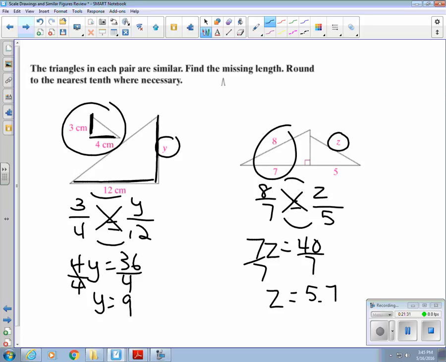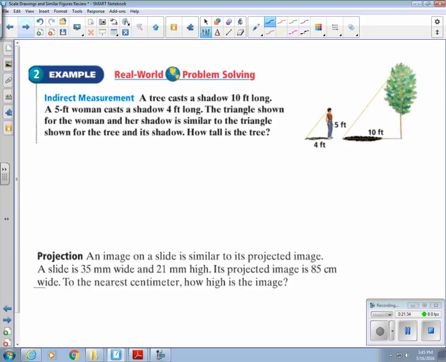All right, so similar figures, scale drawings, all pretty easy stuff as long as you understand how to solve a proportion. We're going to do one shadow type problem, and then I think we're going to be finished here.